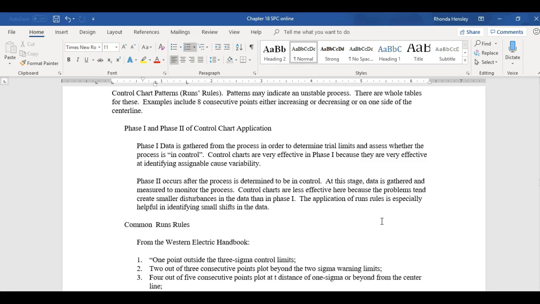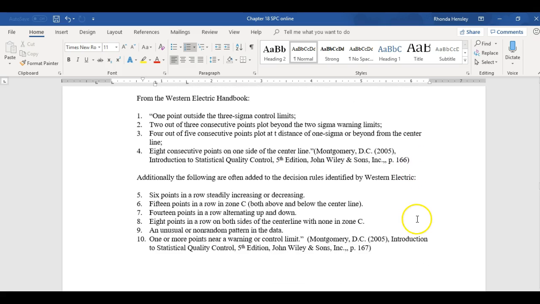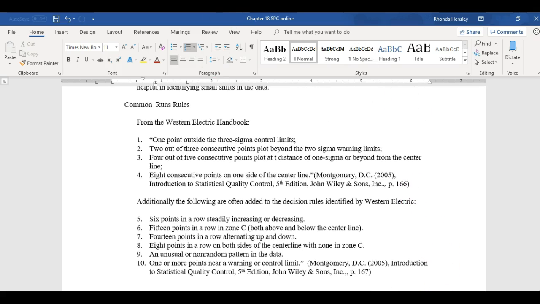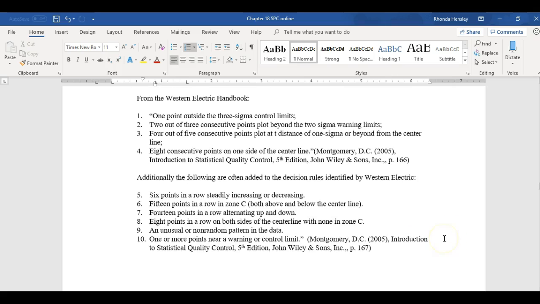Now, if you remember from your reading about the red bead, you do not want to adjust your process every time it gets a little bit away from the center line, but you do want to look for patterns in your data. So these are some common ones. Some of these came from different people.